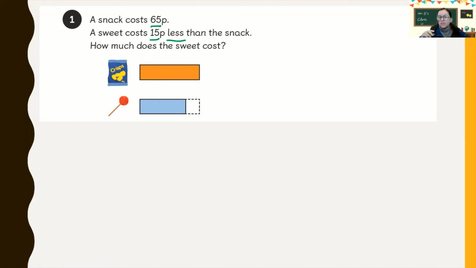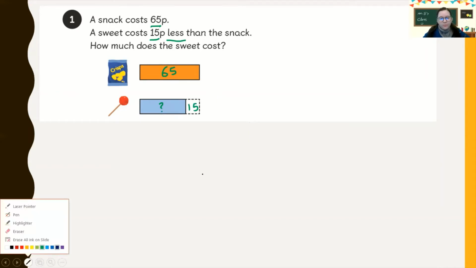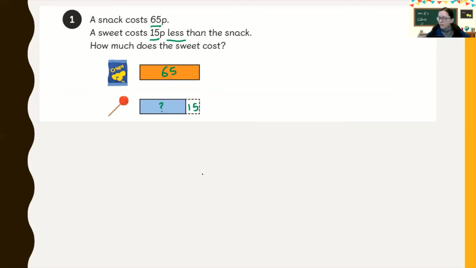So a snack costs 65p, this is the snack's bar, and a sweet costs 15p less. So this is the 15p less. These are the numbers we know. This is the 15 and this is the 65. So how do we find this number? What do you need to do to find a missing part? Can you remember? Pause the video and have a go at that now. Did you manage it? Don't worry if you didn't, I am here to help.